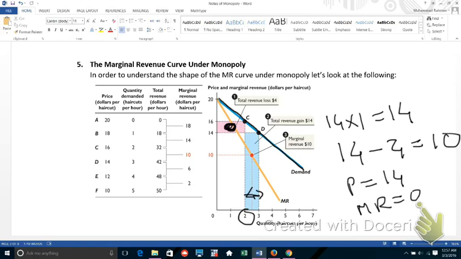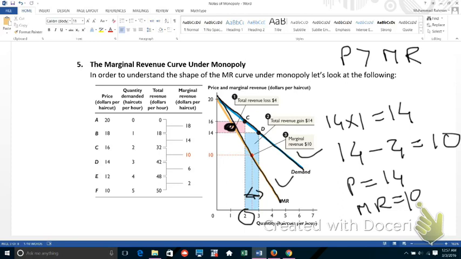It should be clear that this will be the case for every output level the firm is producing and selling, and every price the firm is charging. So we can therefore argue that price will always be greater than the marginal revenue in case of monopoly. So if that is the case, the marginal revenue curve will always be lying inside the demand curve, like the one that you're looking at. The demand curve is the blue line, the marginal revenue curve is the yellow line.